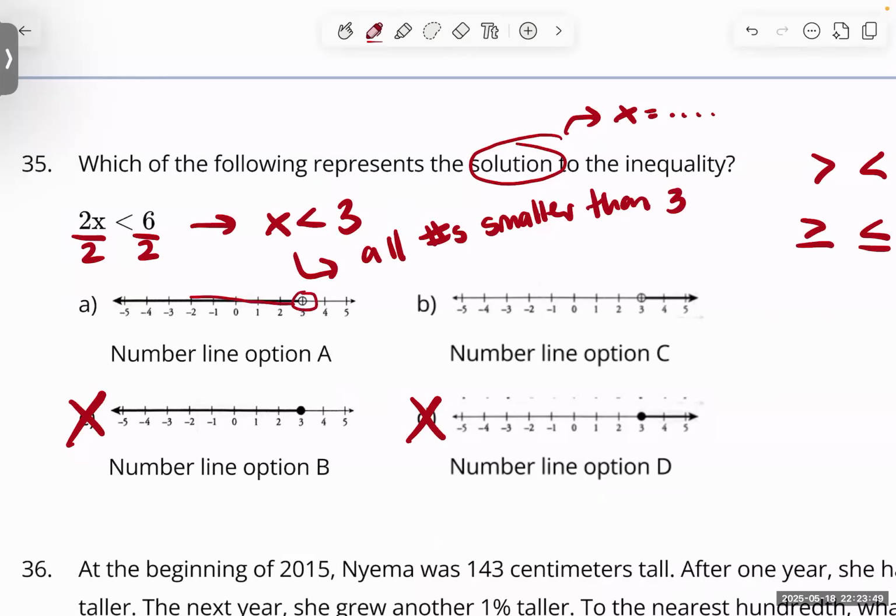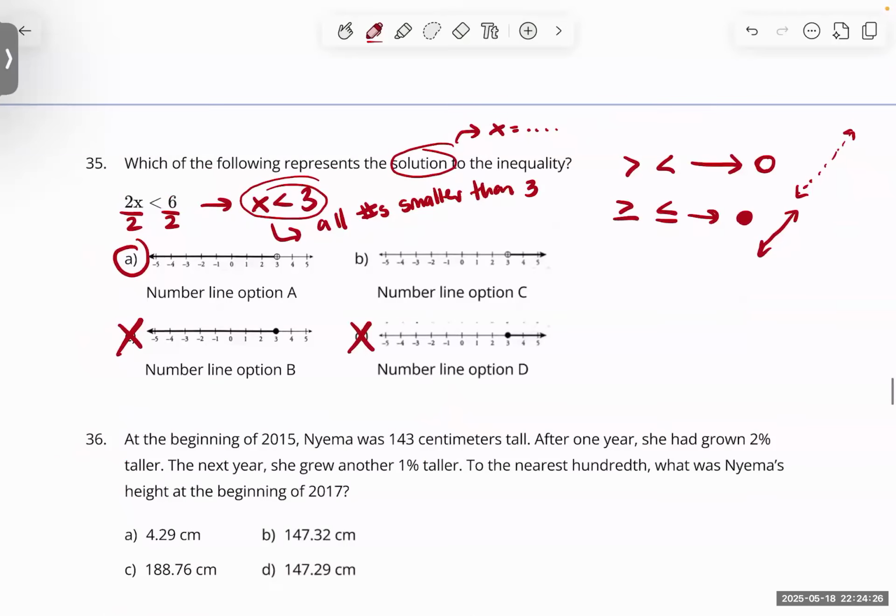This arrow is pointing this way, meaning it's pointing towards all the numbers that are smaller than 3. 2, 1, 0, -1, and so on are all smaller than 3. That matches the inequality. It's A. So why is it not B? Well, because this arrow is going toward all the numbers bigger than 3. But we don't want that. It's clearly asking for numbers that are smaller than 3. Okay, so it's A.